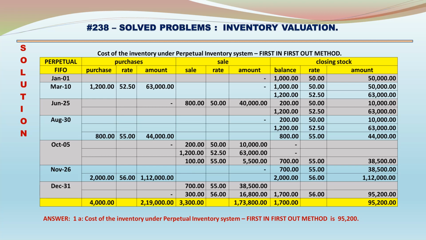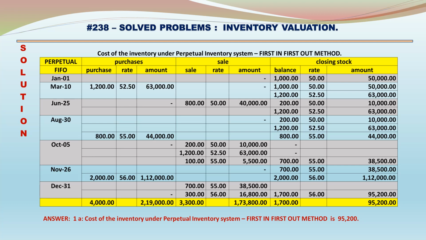June 25, there is a sale of 800 units at the rate of 50, 40,000. It is applied from the first lot of purchase. So the balance quantity is 200 at the rate 50, 10,000, and 1200 at the rate 52.50, 63,000 is the closing stock. August 30, there is a purchase of 800 at 55 per unit, amounting to 44,000. Now the closing stock is 200 units at 50, 10,000, 1200 units at 52.50, 63,000, 800 units at 55, 44,000.